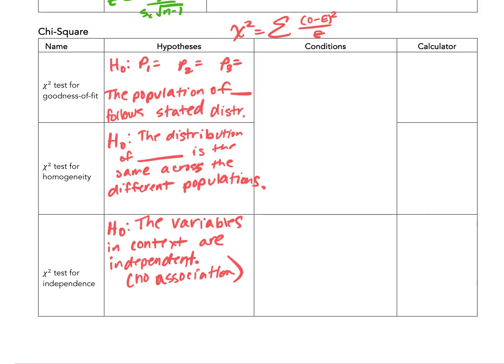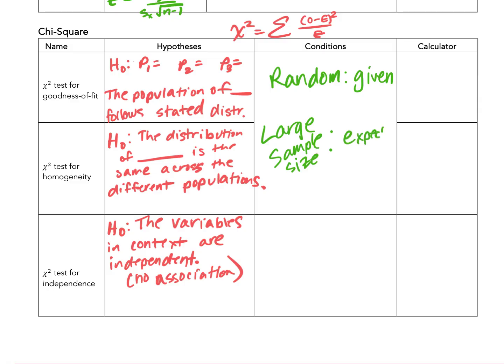All right. Conditions. Random is still going to be given. Is there a normal condition? Nope, in this one it's large sample size. And that means all the expected have to be greater than or equal to 5. And independence is the same independence.